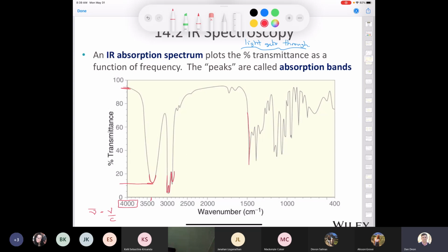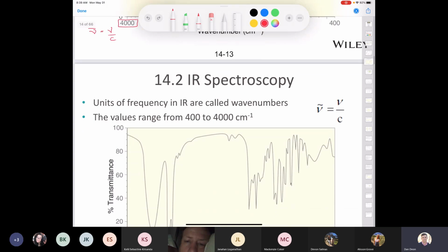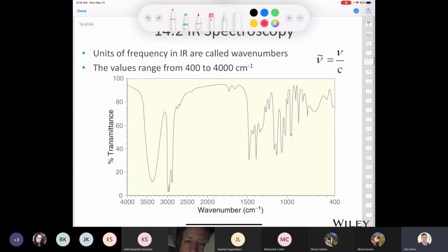Anything pointing down like this, anything coming down like that, those are absorbances, or we call them absorption bands, okay? You're probably going to hear me call them peaks because you can see that I struggle saying absorption bands, but that's the whole idea here. So again, going into the whole concept of wave number, wave number is equal to the frequency divided by the speed of light, right?